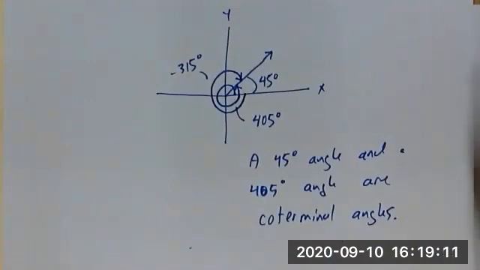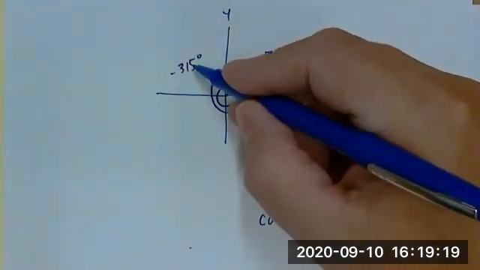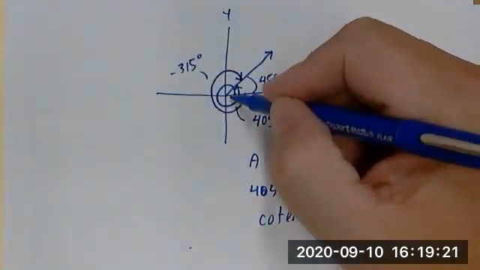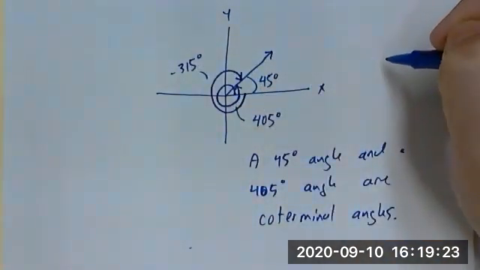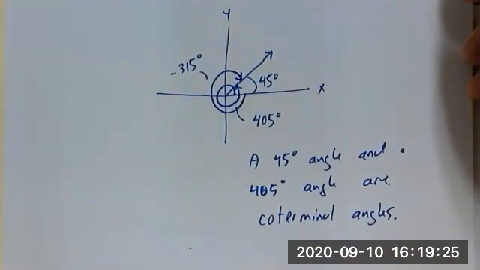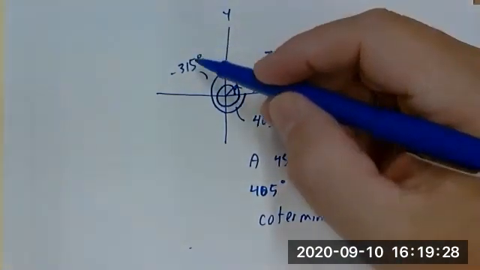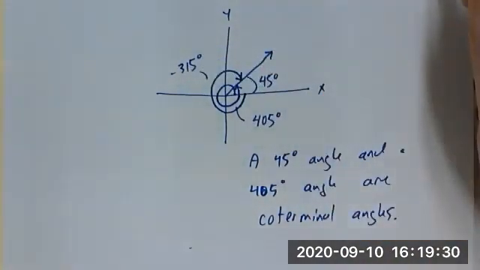That's actually a negative 315-degree angle. So as it turns out, all three of these angles start and stop at the same place. So in a sense, here are three coterminal angles.